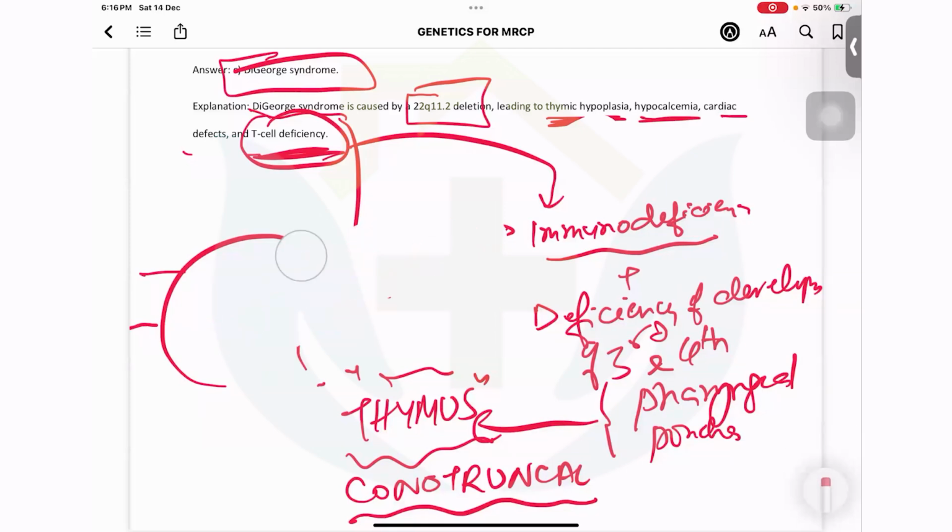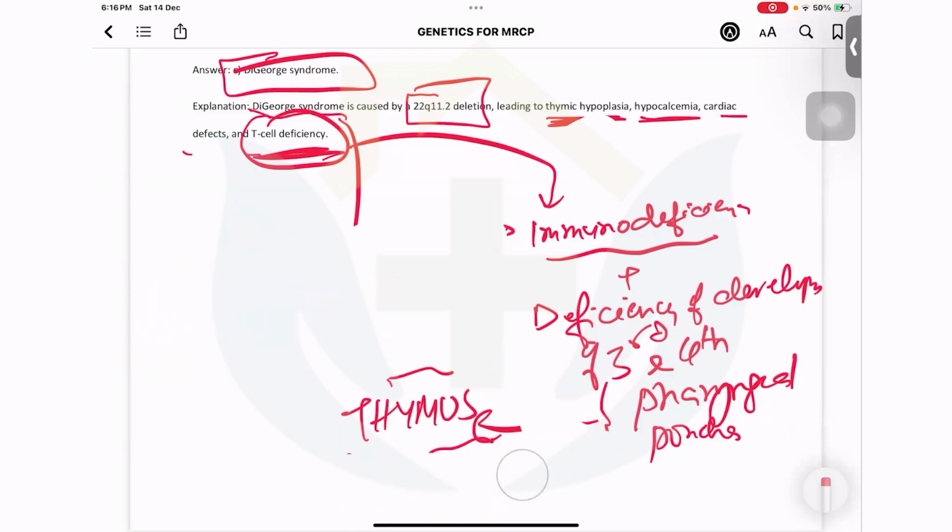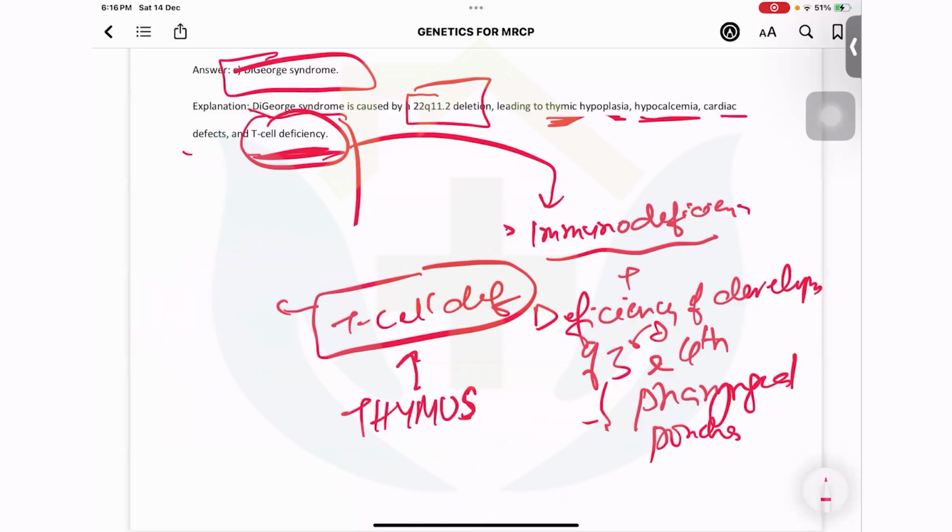Then thymic hypoplasia will lead to what kind of deficiency? Which cells will be deficient? In thymic hypoplasia, the thymus is known for T cells. So there will be T cell deficiency in this condition. And if somebody is T cell deficient, they will be prone to which infections? Viral infections. Fungal infections. And also tuberculosis and atypical infections. So these are the problems of T cell deficiency.